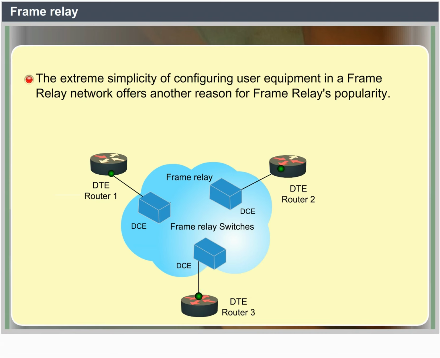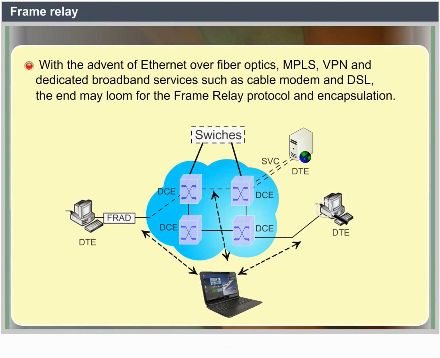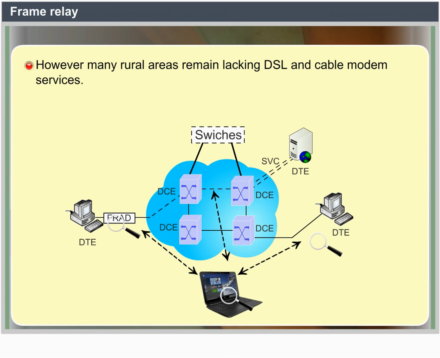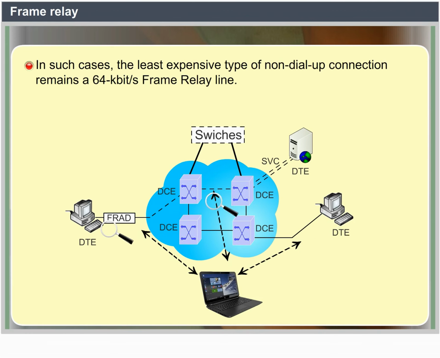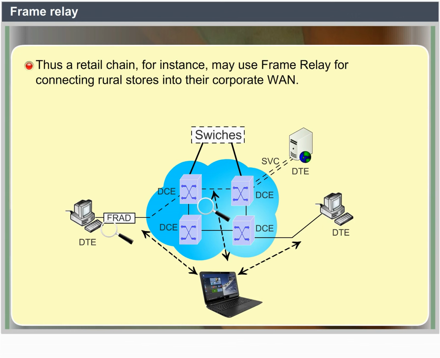With the advent of Ethernet over fiber optics, MPLS, VPN, and dedicated broadband services such as cable modem and DSL, the end may loom for the frame relay protocol and encapsulation. However, many rural areas remain lacking DSL and cable modem services. In such cases, the least expensive type of non-dial-up connection remains a 64 kilobit per second frame relay line. Thus, a retail chain, for instance, may use frame relay for connecting rural stores into their corporate WAN.